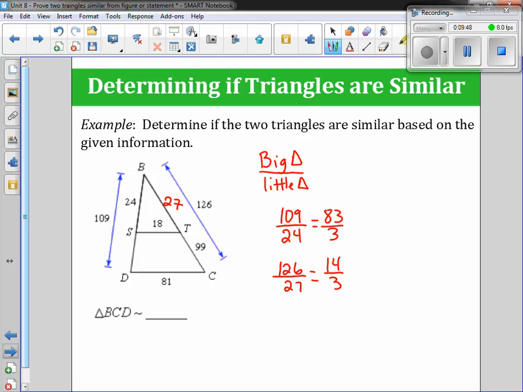Since these are not the same, I'm going to say that the triangles are not similar. And if I want to just double check, I can compare 81 to 18 as well. And that gives me, again, another value. So they are not similar.